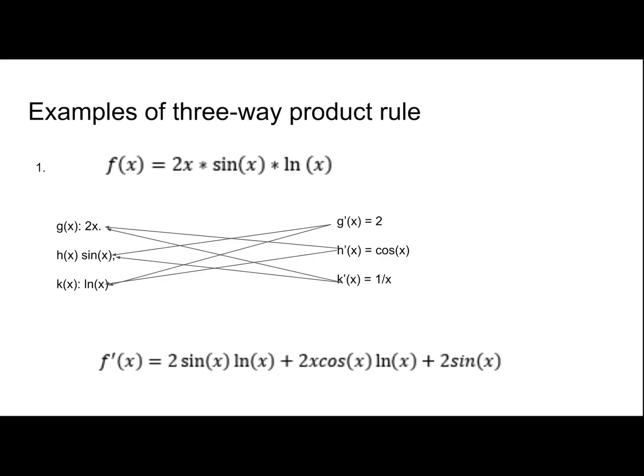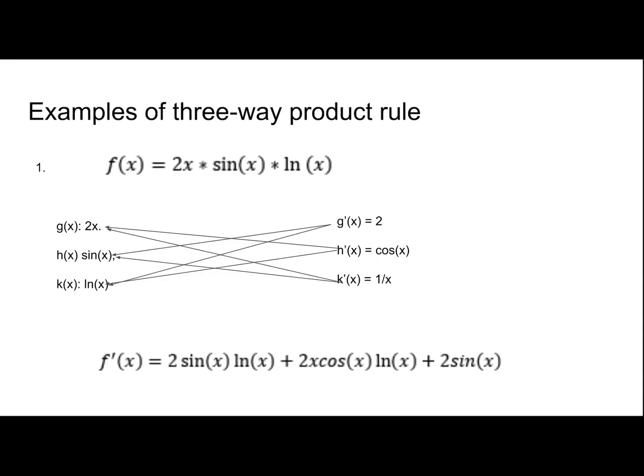So our final f dash of x should be 2 times sine of x times ln of x, that's our first term, plus 2x times cos x times ln of x, that's our second term, and our third term is simply just 2 sine of x. That's because 1 over x times 2x, the x's cancel out, so you just get left with 2, and 2 times sine x is 2 sine of x. So that would be an example of how you do a three-way product rule.